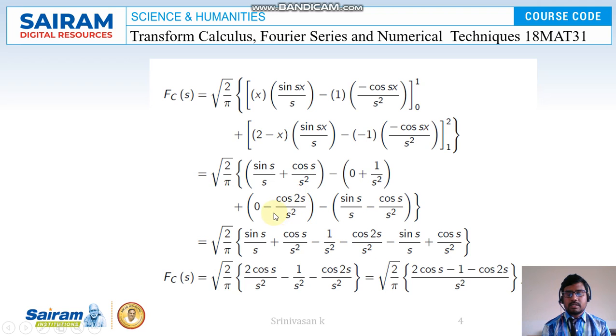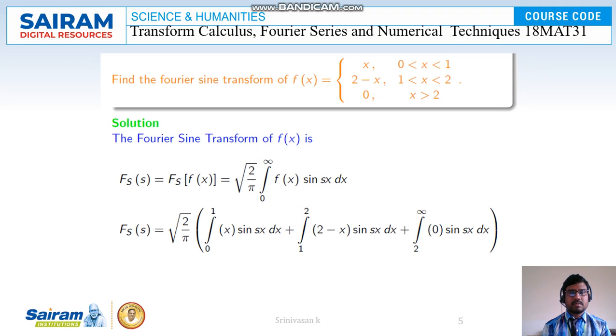And the second term, similarly we substitute upper limit 2 and lower limit 1, and remove the brackets. So root 2 by pi, we get this equation. Here sin s and here minus sin s, so these two terms cancel, and collect the remaining terms. We get 2 cos s divided by s square minus 1 by s square minus cos 2s divided by s square. The bases are equal, so adding: root 2 by pi times (2 cos s minus 1 minus cos 2s) divided by s square. This is our required Fourier cosine transform function. Next sum: find the Fourier sine transform of f(x).